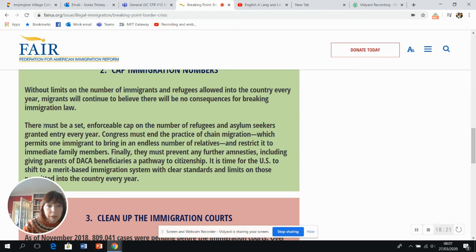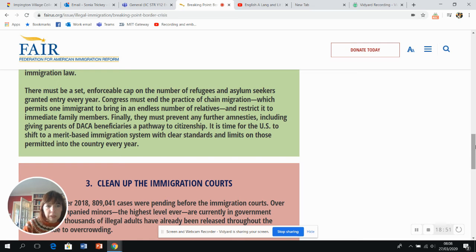Here we have "there must be a set enforceable cap." This is a modal verb, must, and it adds to this high level of certainty and this high modality of the text. And we have must again here: "They must prevent any further amnesties." So it creates this insistent tone all the way through. And it has this legal use of language all the way through, which again lends it authority, and this sense that the writer knows what he's talking about.